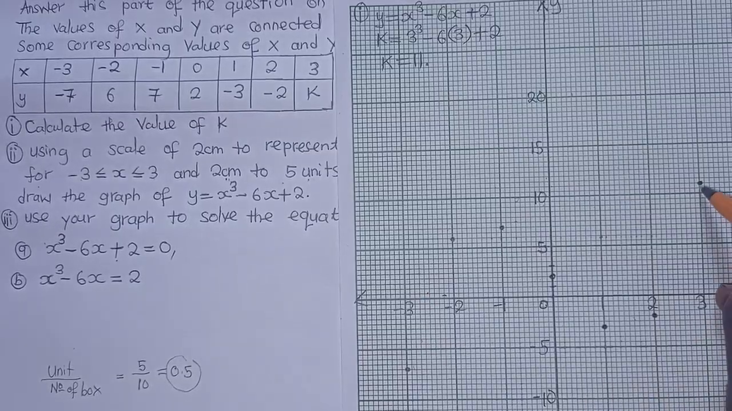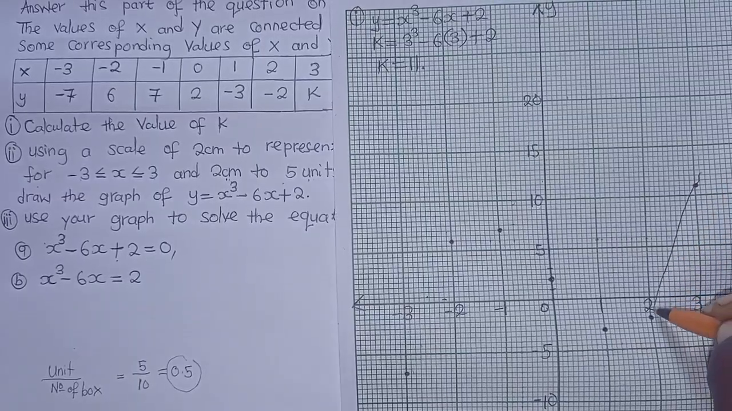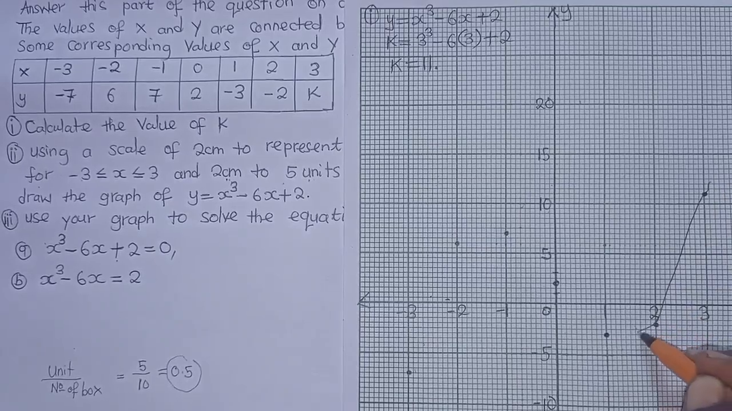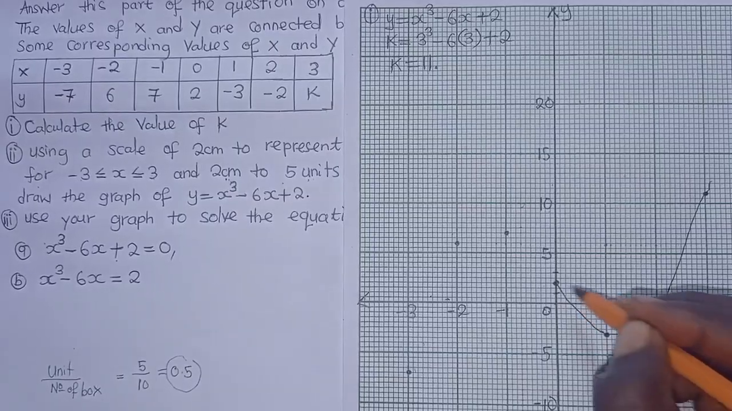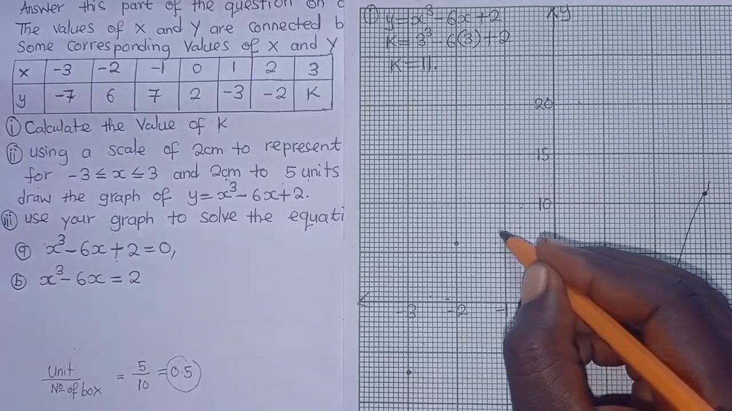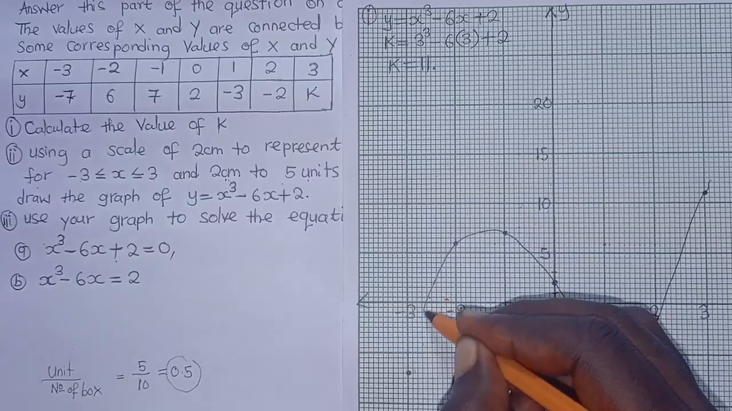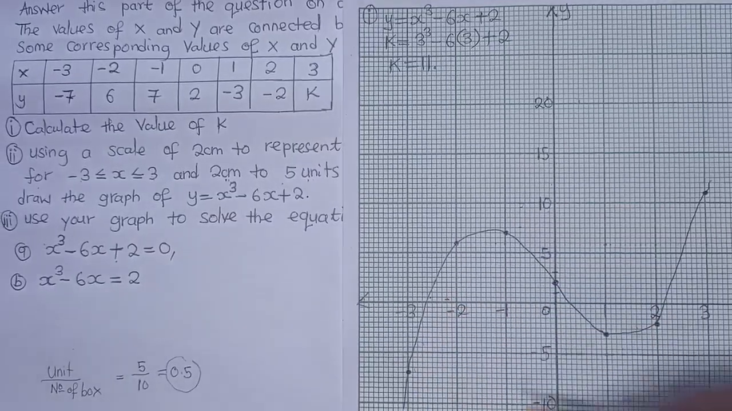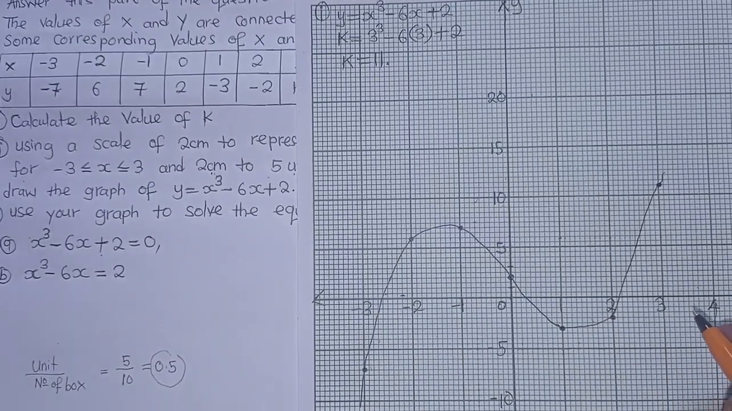How do I join them? I join them nicely like this. So this is how I'm supposed to do it. I guess you are able to see how it is coming up like this. This is what you need to do. I join. So this is the graph.